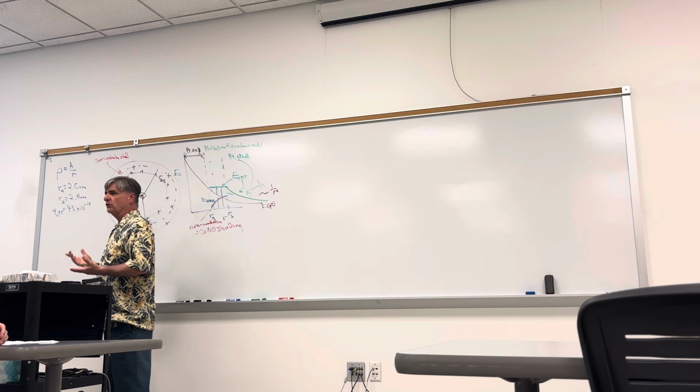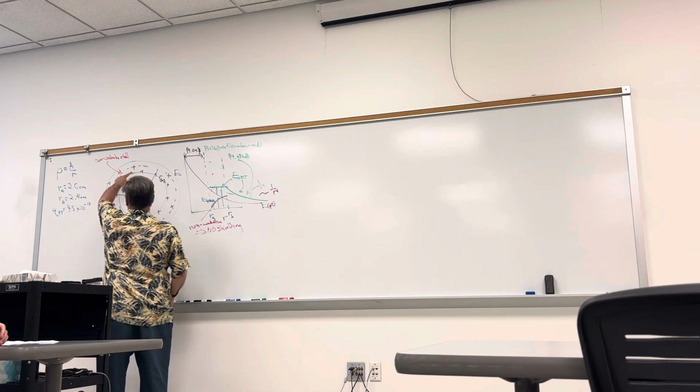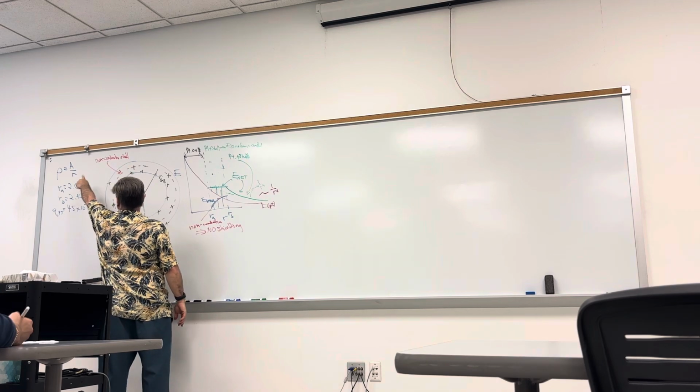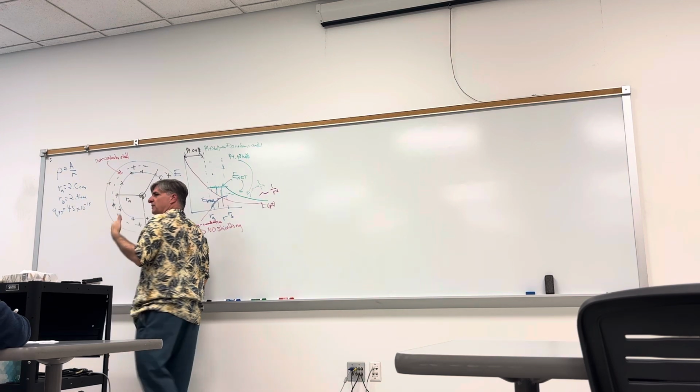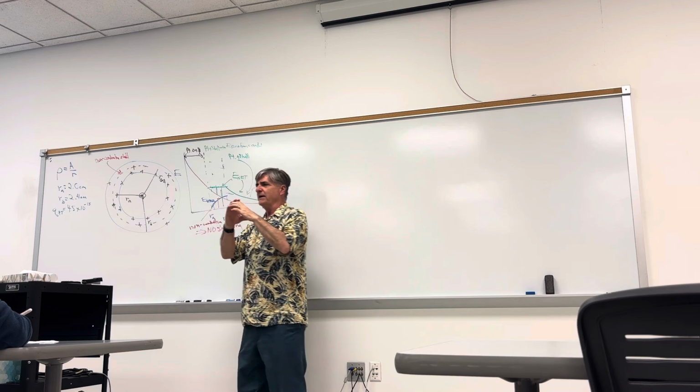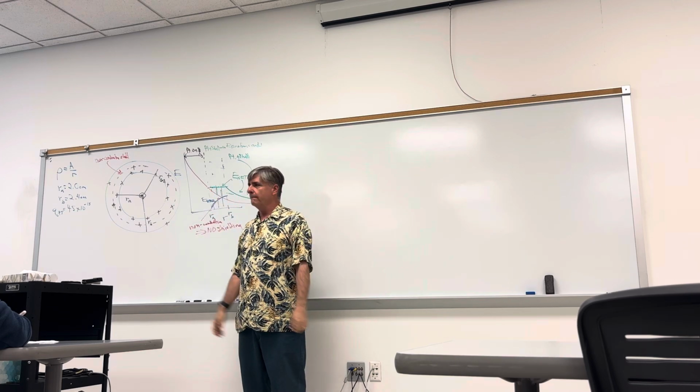The density decreases with distance. So it has a certain amount of density here, and the density is inversely proportional to the radius, so it keeps getting weaker and weaker. I've indicated that by drawing fewer plus signs like that. Good. Any other questions? Good.